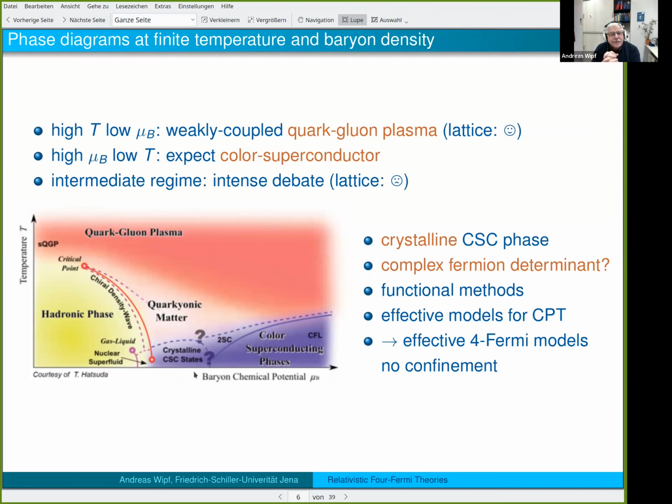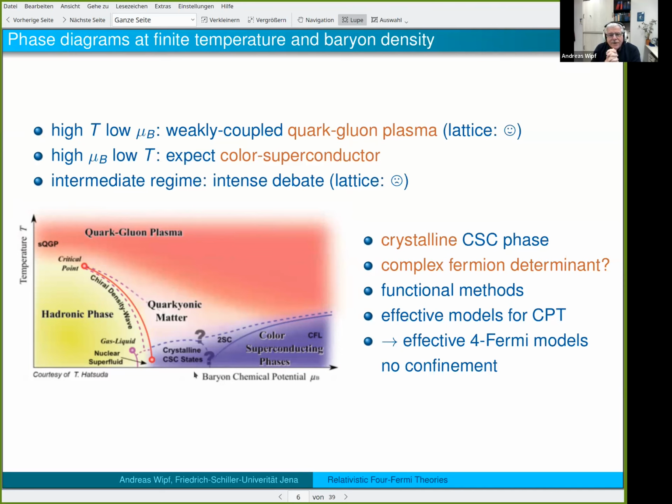Okay, so this is this crystalline structure. Let me not spend too much time on it. Now, the problem, of course, is if you want to understand this part of the phase diagram, there are some problems. For example, in the lattice approach, there's this infamous sign problem that we cannot really do simulations for chemical potentials which are not very small, because the determinant is complex and the reweighting fails in this domain.